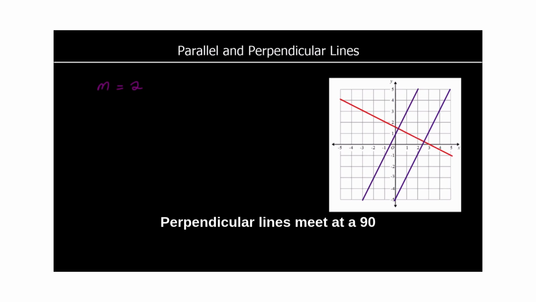Perpendicular lines meet at a 90-degree angle. They meet at a right angle. So there's a right angle in between the purple line and the red line. So they are perpendicular.